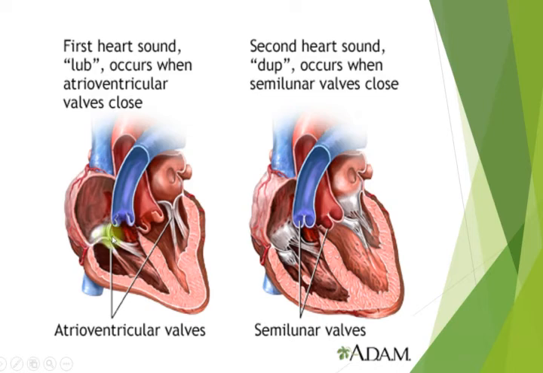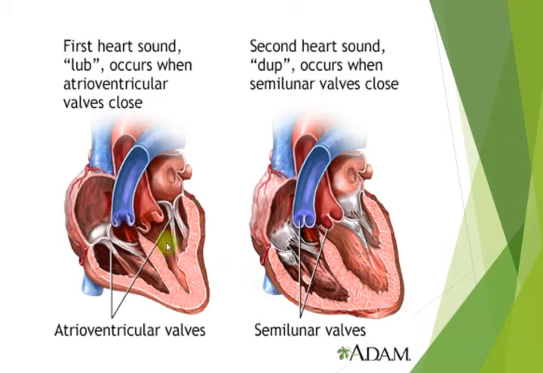This is referred to as the tricuspid valve and this is the bicuspid. When both of these valves close, they will produce the loud sound. And the second heart sound, which is dub, occurs when the semilunar valves close. When the semilunar valves close, they will produce a dub sound.